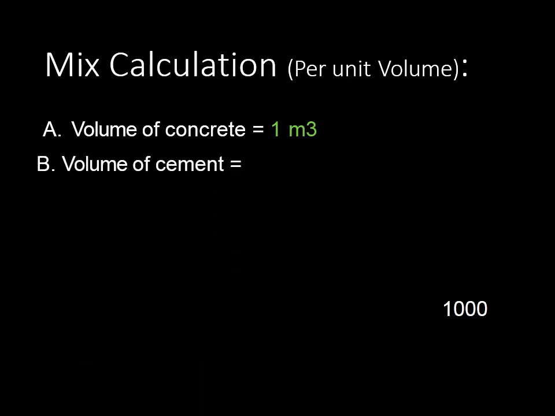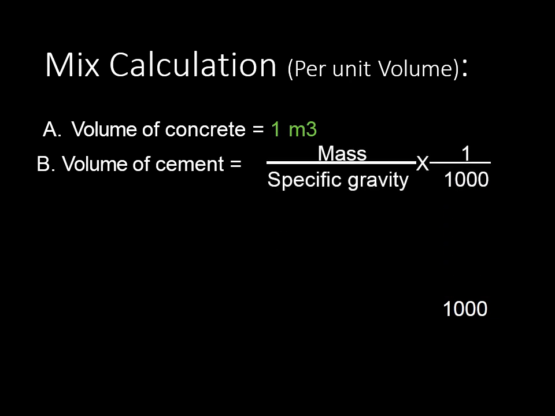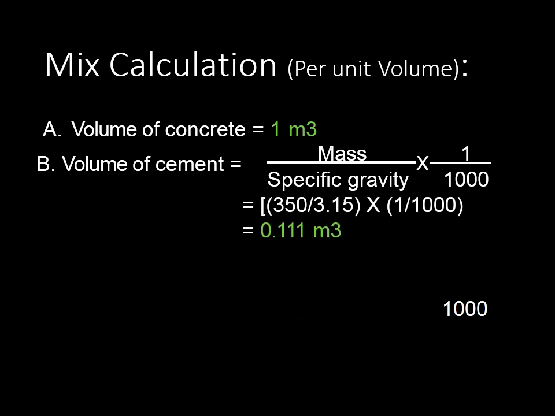Mix calculation per unit volume. Volume of concrete is 1 cubic meter. Volume of cement is equal to mass divided by specific gravity into 1 by 1000. In our case, it is 350 divided by 3.15 into 1 divided by 1000, which is equal to 0.111 cubic meter.